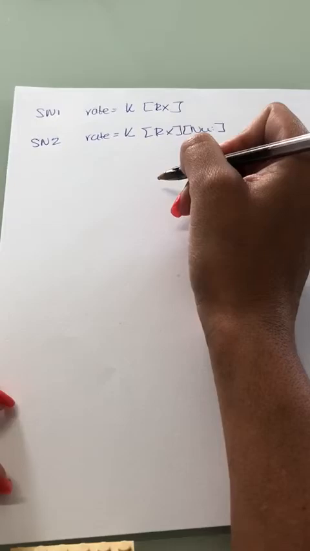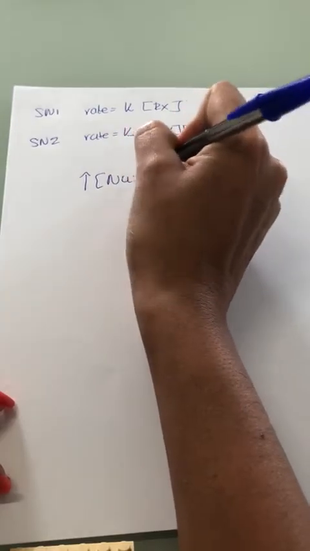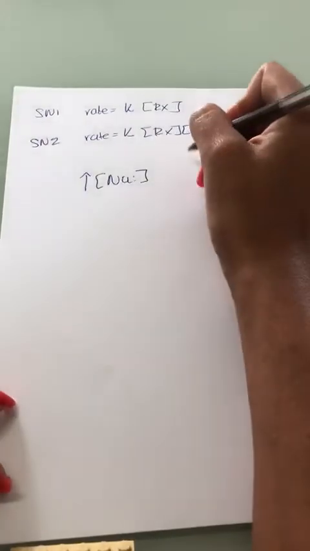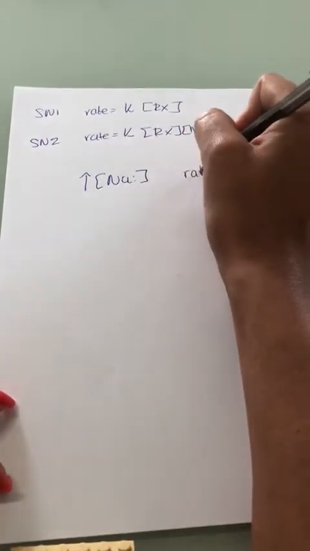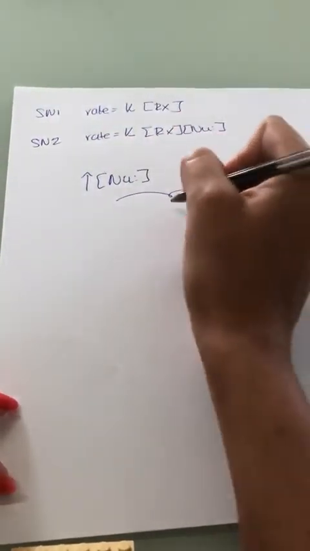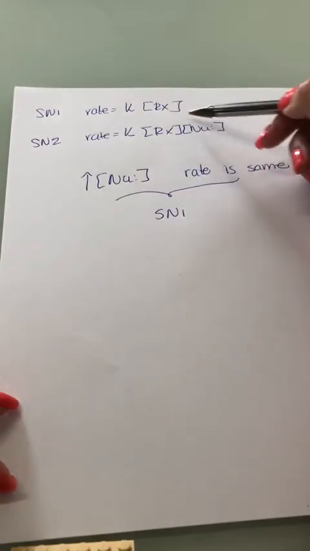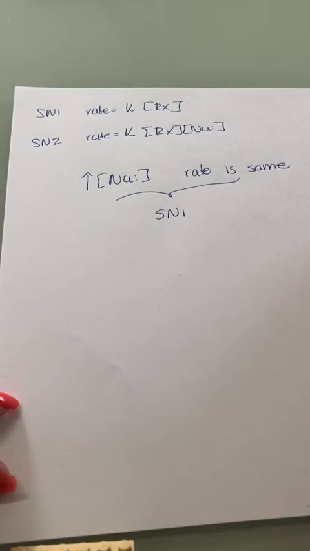However, if I increase the concentration of the nucleophile and I see that the rate is the same, I did not have any increase in the rate, then that means that the reaction is SN1, because the nucleophile is not part of the rate law.